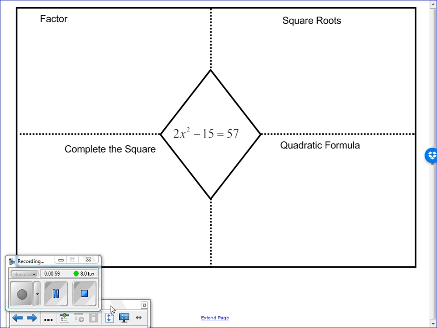All right, so first method for this problem is factoring, solve by factoring. What's the first thing you do when you solve by factoring? Before GCF, set it equal to 0. Okay, so we need to set it equal to 0 first. So I'd have to subtract the 57. So 2x squared, what's negative 15 minus 57? Good. Negative 72 equals 0.